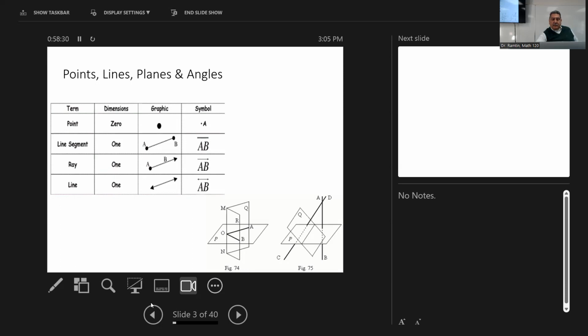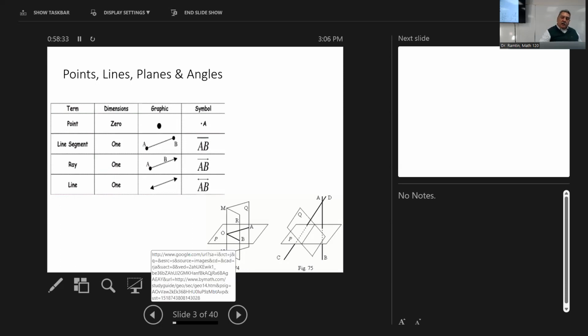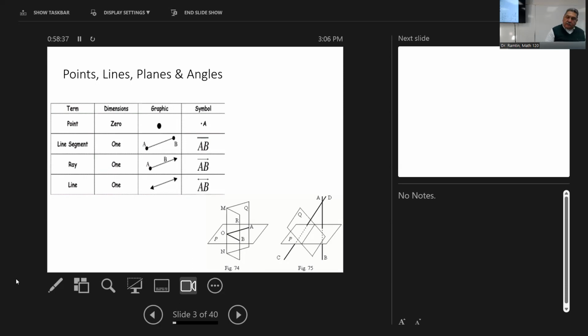A line segment is a segment of a line. As you can see in the PowerPoint, you have a segment of a line. This is line AB, or it can be BA, doesn't matter, but it's only one segment. So you have two solid dots, and then the line in between.